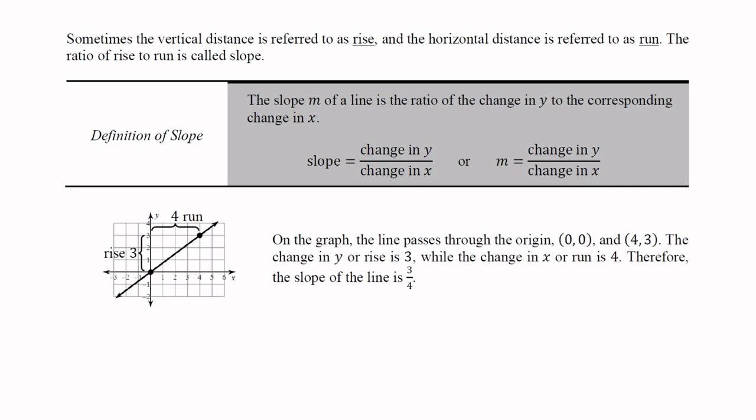On a graph, the line passes through the origin, (0, 0), and the point (4, 3). The change in y, or rise, is 3, while the change in x, or run, is 4. Therefore, the slope of the line is 3 over 4 because we use rise over run.